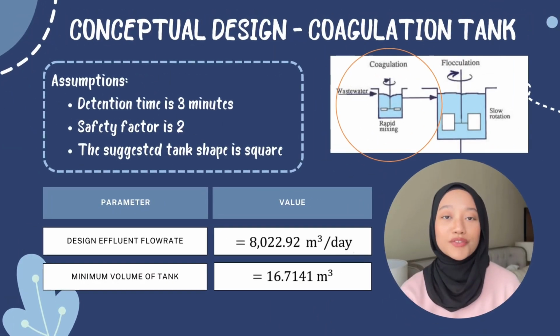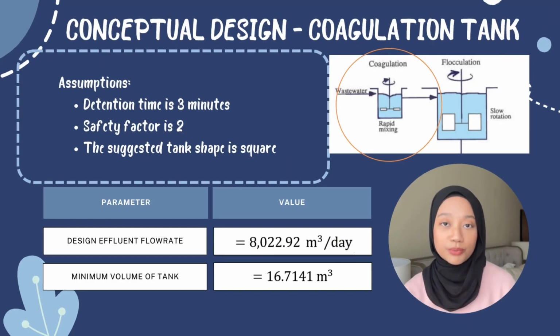The design of the coagulation tank utilizes the assumption of detention time of 3 minutes with a safety factor of 2 and the shape of the tank to be square. The resulting design effluent flow rate is 8,022.92 m3 per day with a minimum volume of tank of 16.7141 m3.